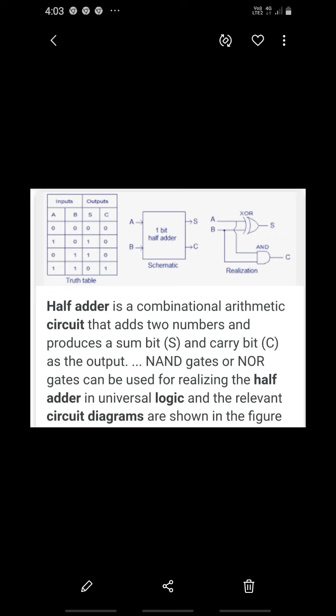So take inputs A and B, and you can draw the XOR gate for sum. So two inputs and the XOR gate symbol is shown above, and take two inputs A and B. You can draw a simple AND gate as shown in the above PPT.